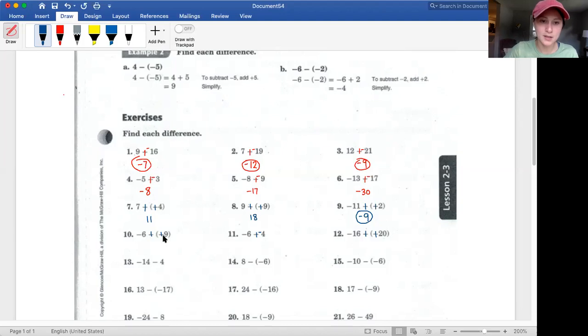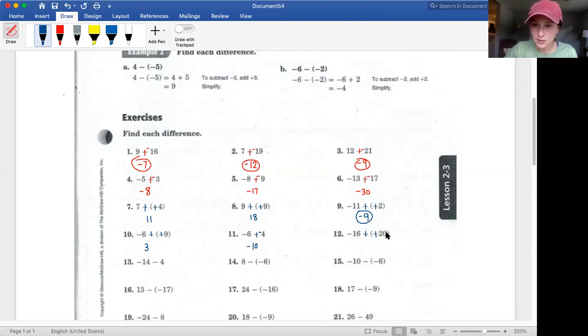Negative 6 plus positive 9. So I subtract the 2 and keep the sign of my bigger number. My bigger number is 9. So 9 minus 6 is 3, and that's positive 3. Here I have negative 6 plus negative 4. The answer is negative 10.